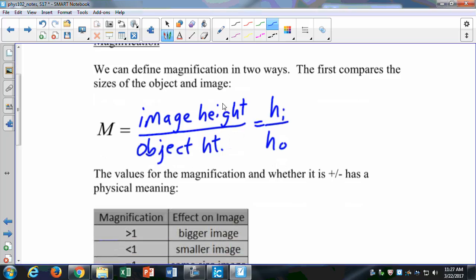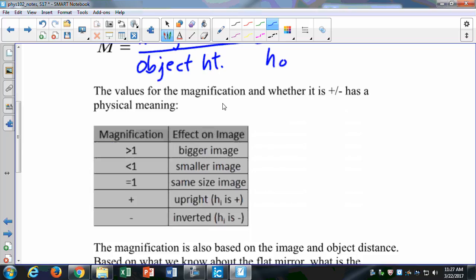And also the values for the magnification have these meanings. If the magnification is, say, 2 or 3 or 4, that means that the image is bigger than the object. If the magnification is less than 1, it's smaller than the object, if it's still positive. If it's equal to 1, it's the same size. Flat mirrors equal to 1. Upright images have a positive magnification.